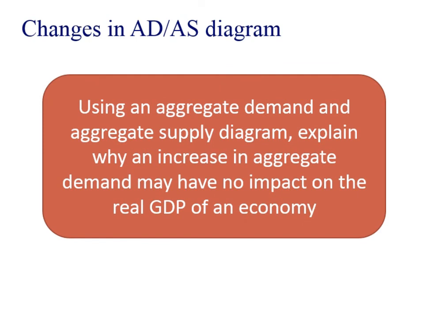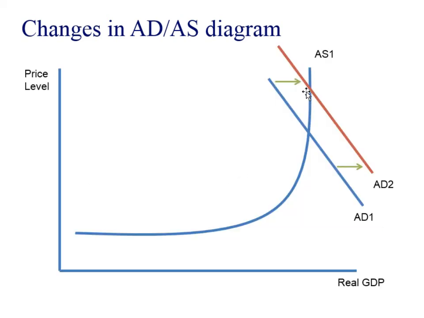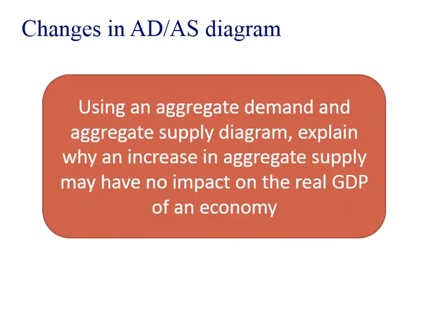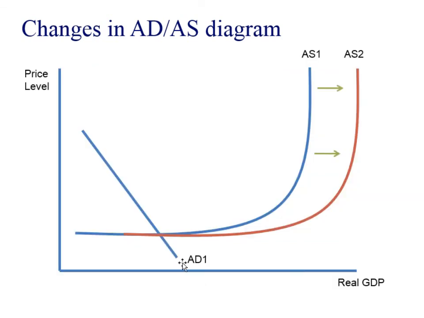Explain why an increase in aggregate demand may have no impact on the real GDP of an economy, because you might be operating at full capacity already. Using AD-AS, explain why an increase in aggregate supply may have no impact on the real GDP of an economy, because you may be operating at very low capacity utilisation.